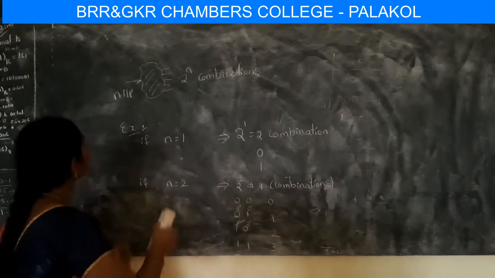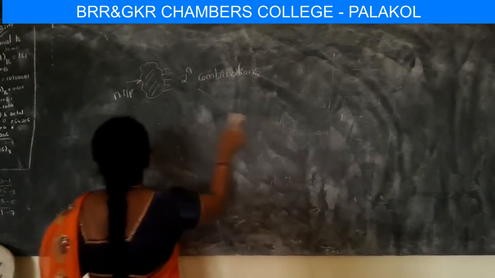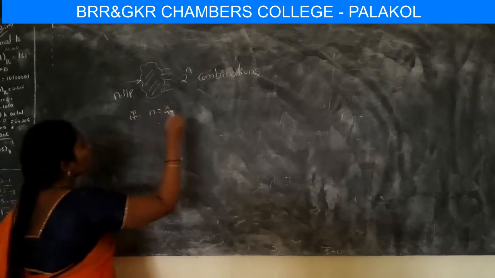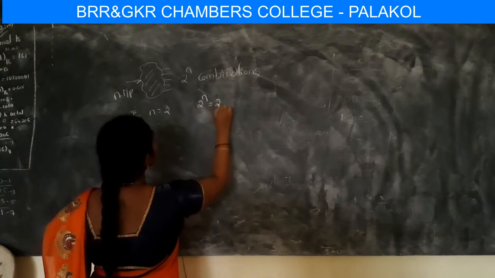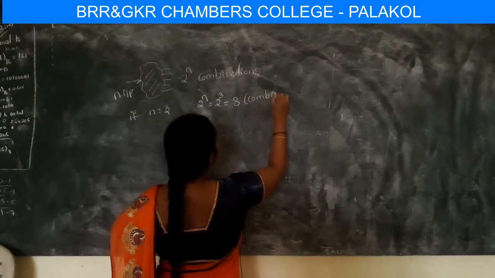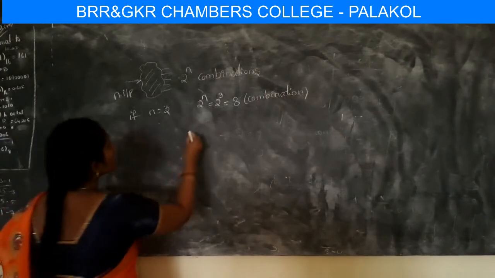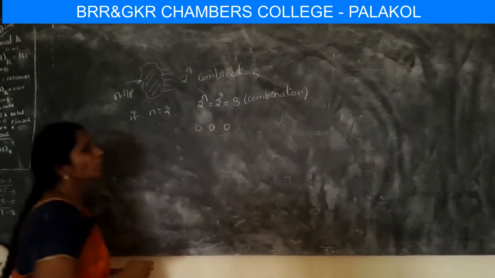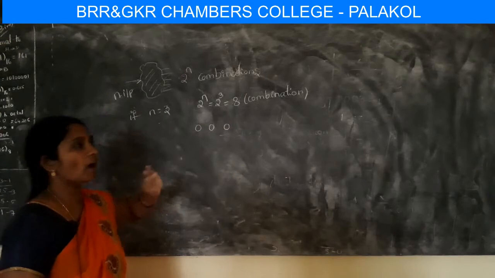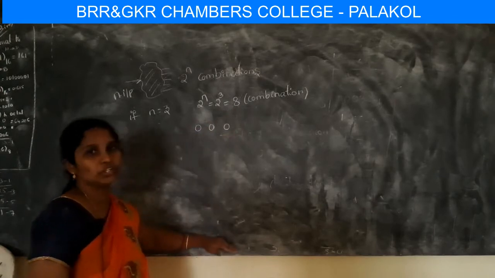Okay. And next, if we consider n is equal to 3, that means the number of inputs or the number of variables is 3. Then 2 power n is equal to 2 cube, which is 8 combinations. So it will produce 8 combinations.